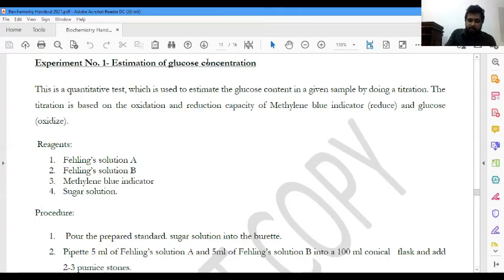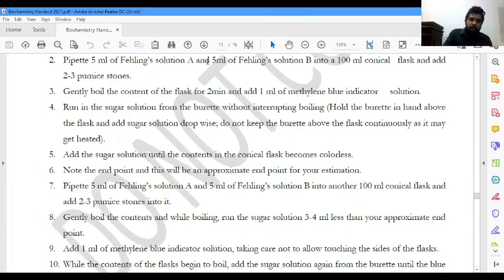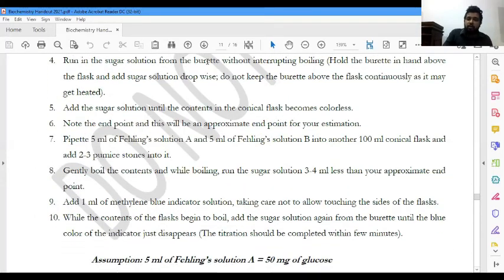Okay, another thing is that even though we assume that methylene blue reacts only at the end, it can react with the reducing sugar or the glucose while doing that titration, but the amount is negligible. Okay, it will not affect the accuracy of this test significantly, but some amount can be reacted.